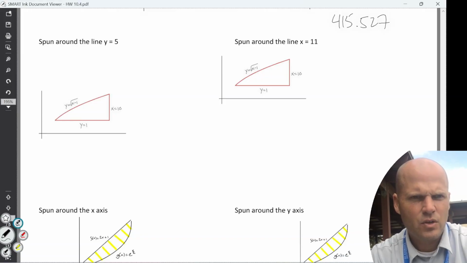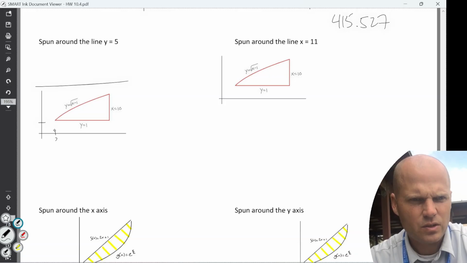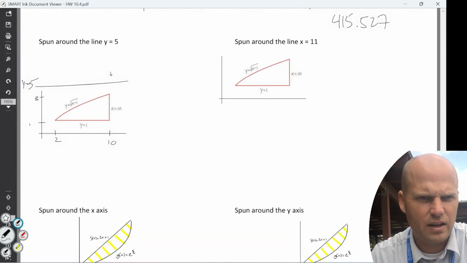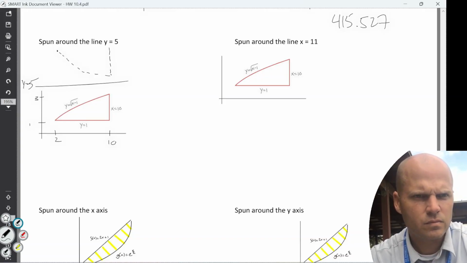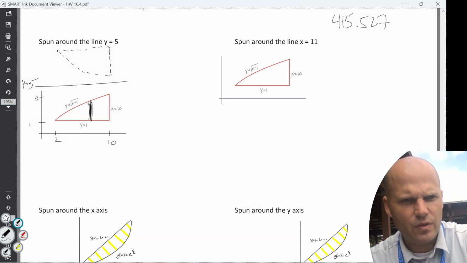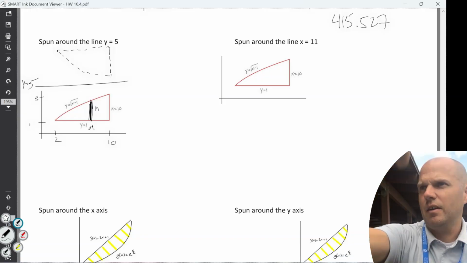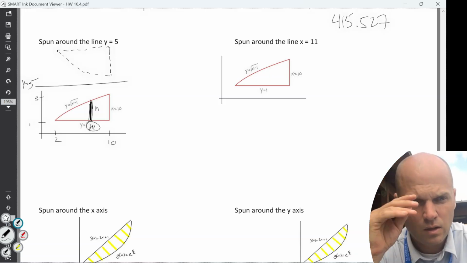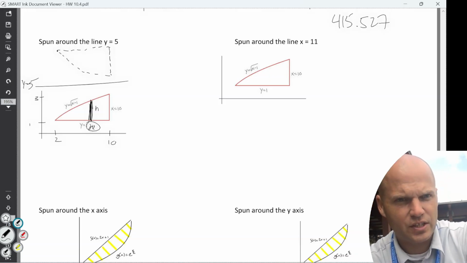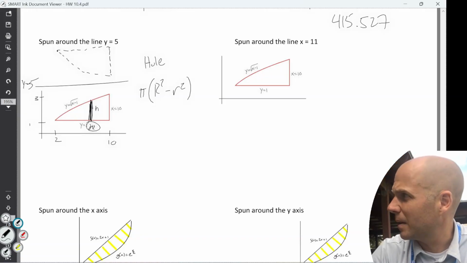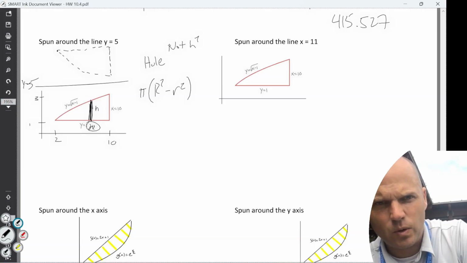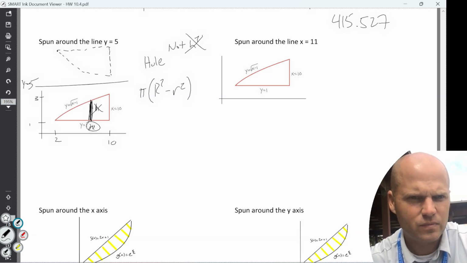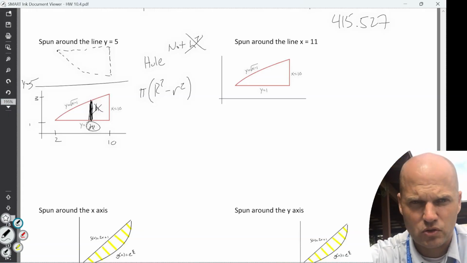Okay, now this gets harder. Spun around the y equals 5 line. This is 2, this is 10, this is 1, this is 3. This is y equals 5. If I spin it around y equals 5, we would think about this rectangle that has a height and a width being spun around. Okay, cool. That helps me understand that I'm going to have dx. But since we have a hole, we need an outer radius squared minus an inner radius squared. Not a top minus bottom quantity squared, not an h squared. So we have h, but we actually don't use it. We instead will use it for other questions.